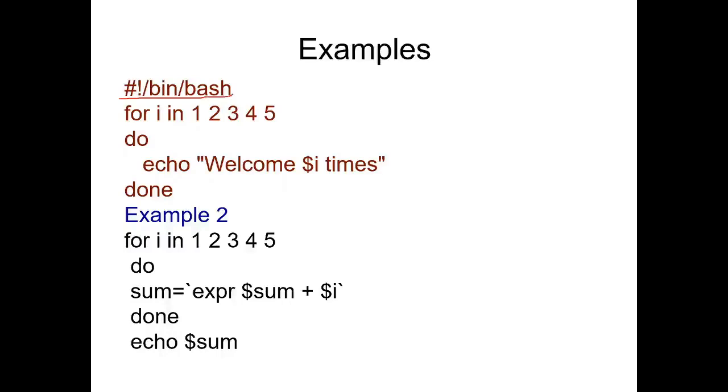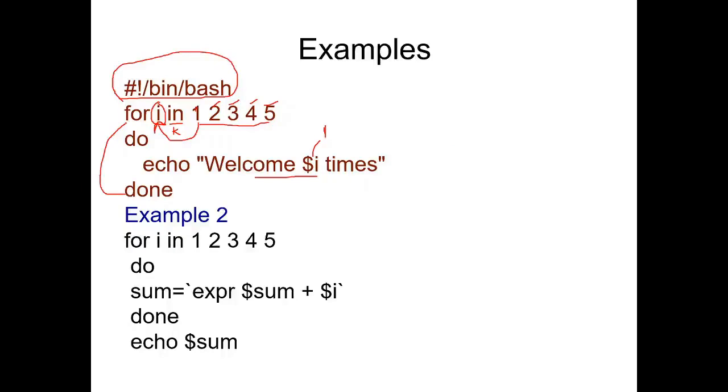So examples. This is the first example. Begin with #!/bin. See here, this is the variable I, this is the keyword, and this is the list. You are going to test this I value for 5 values: 1, 2, 3, 4 and 5. At the beginning, what value will be stored in I? It will fetch the first value and print on the screen welcome $I. What is stored in I? 1. So it will print on the screen welcome 1 times.